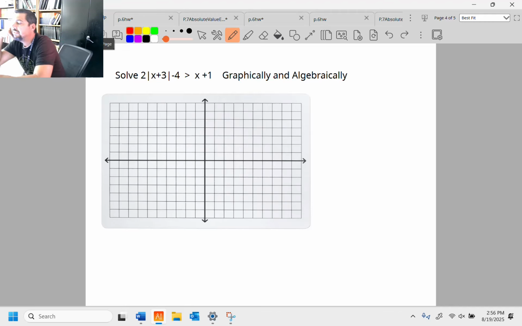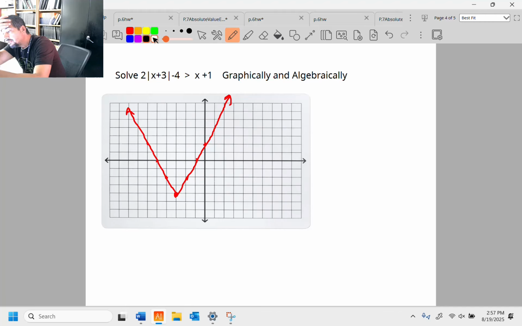So graphically, we just graph this side. We're going to go left 3, down 4. Our slope is 2, rise 2, run 1. And we'll just see what we get. You know, graphing is a skill that kids just don't want to accept that they need. And the truth is, you need it to get through an algebra class.